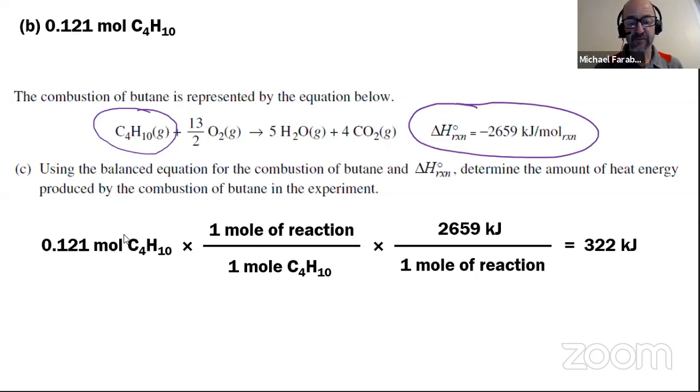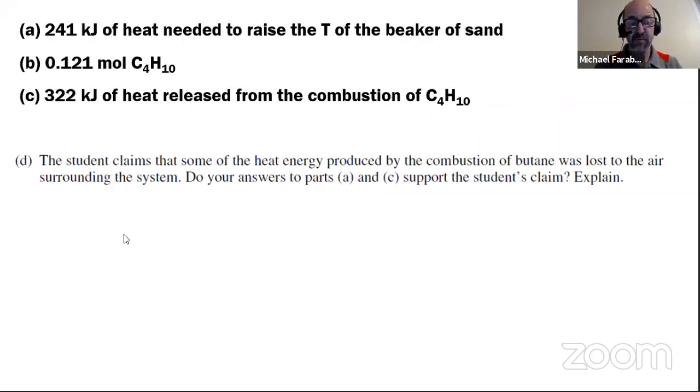Now let's compare our answer to part A, which was 241 kilojoules. That's how much heat was needed to raise the temperature of the beaker of sand. And then, based on our recent calculation, 322 kilojoules of heat was actually released during the combustion.